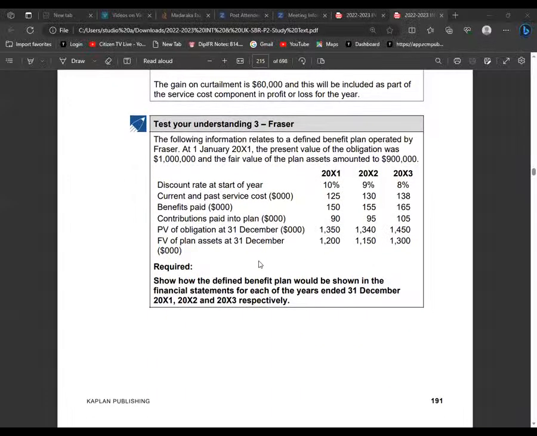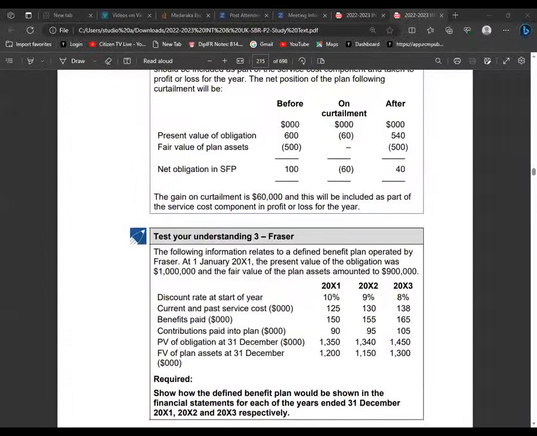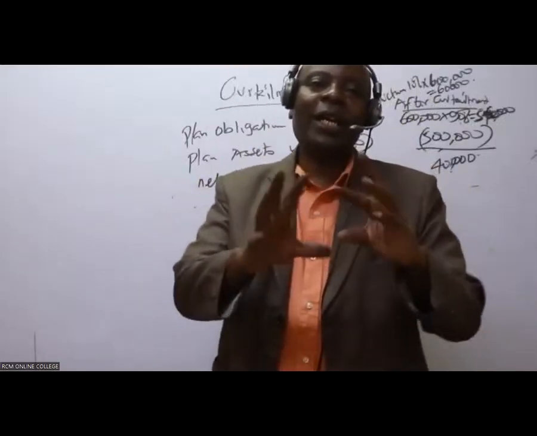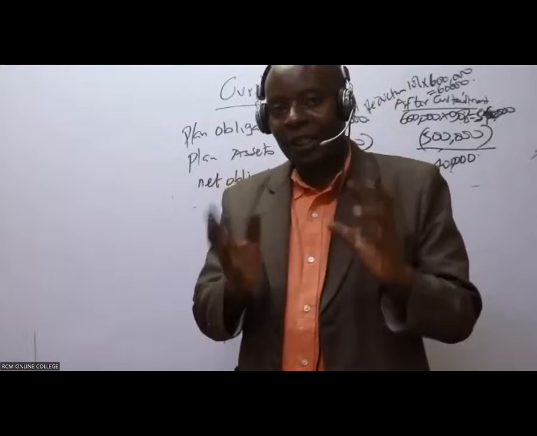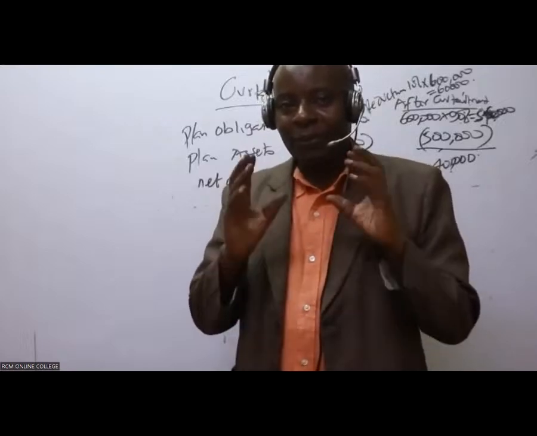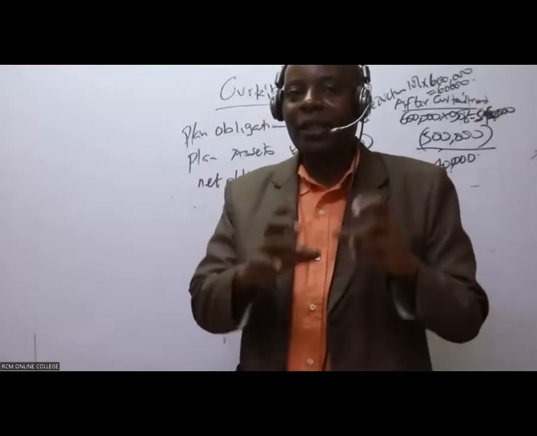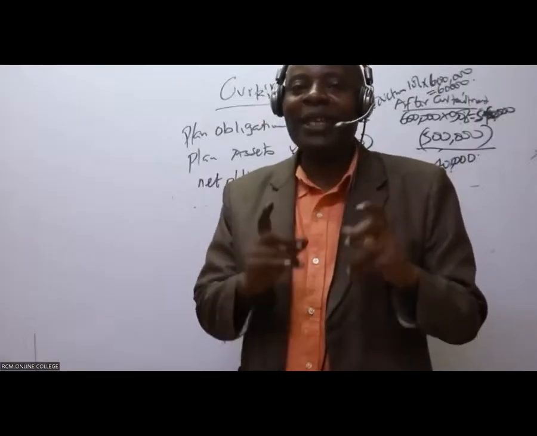So this is very, very important here. The gain on curtailment is 60,000, and this will be included as part of the service cost component in the profit or loss for the year. Actually, I don't even want you to go to the mathematics of this. I simply wanted to bring about, because of theory, this concept of curtailment, for you to know what curtailment is. And if we have gains or losses on curtailment, we are going to adjust the service cost that we have in the P and L.